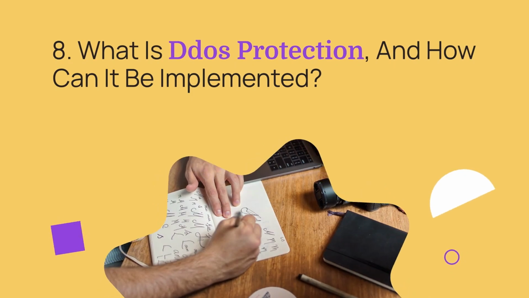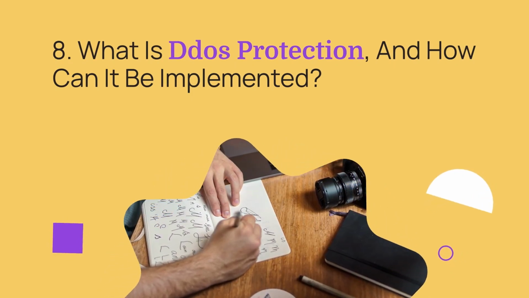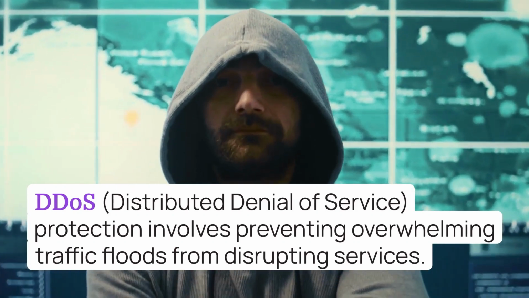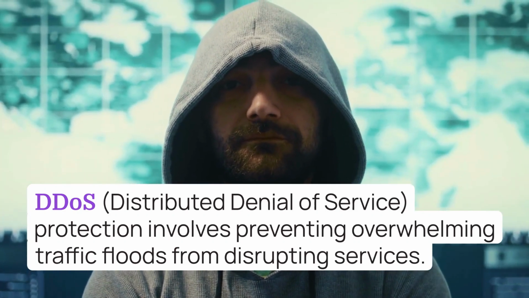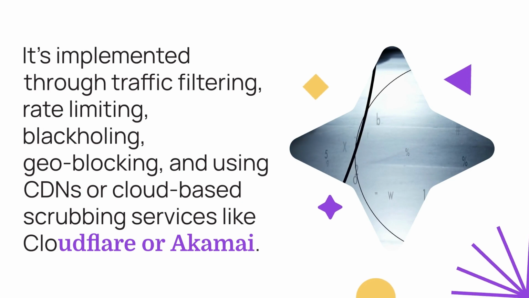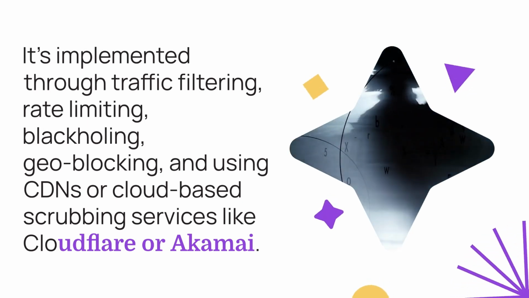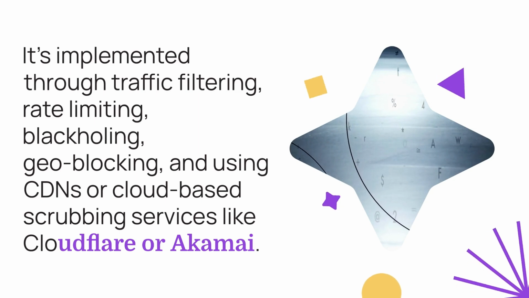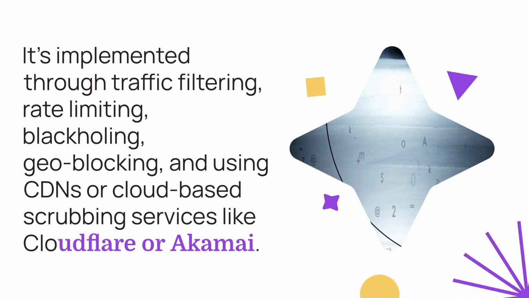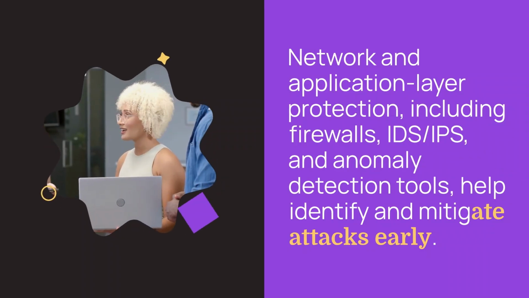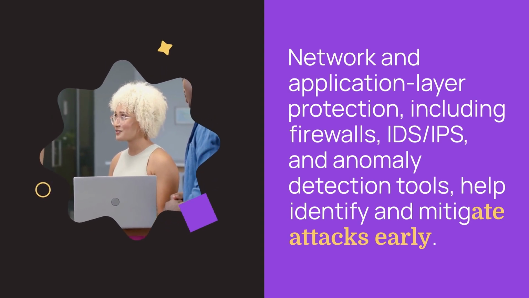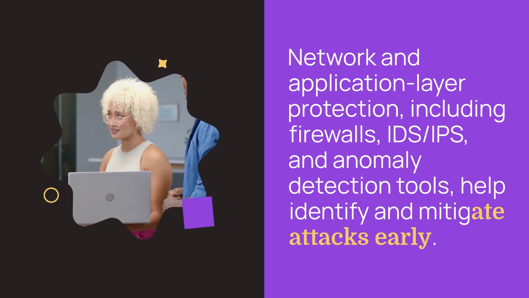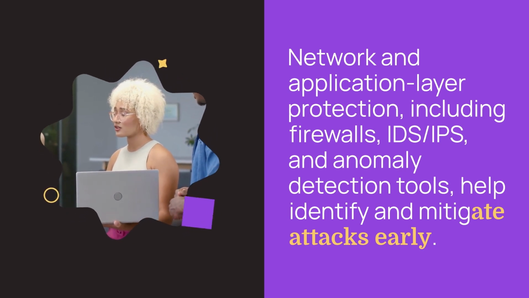8. What is DDoS protection and how can it be implemented? DDoS, distributed denial of service, protection involves preventing overwhelming traffic floods from disrupting services. It's implemented through traffic filtering, rate limiting, black holing, geo-blocking, and using CDNs or cloud-based scrubbing services like Cloudflare or Akamai. Network and application layer protection, including firewalls, IDS/IPS, and anomaly detection tools, help identify and mitigate attacks early.